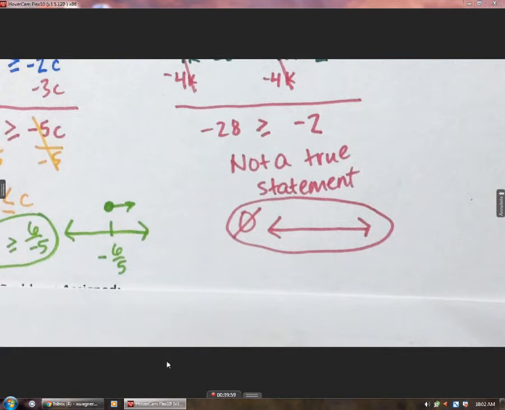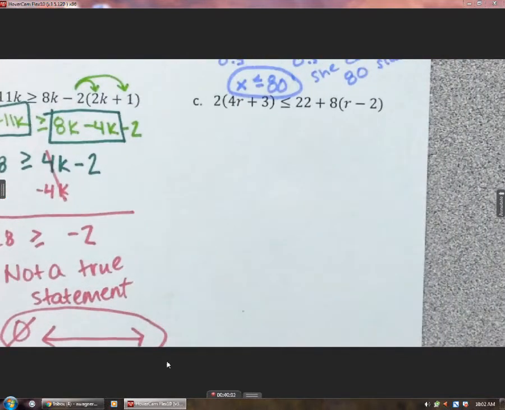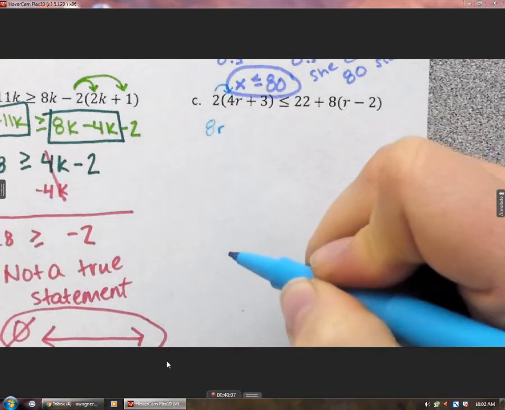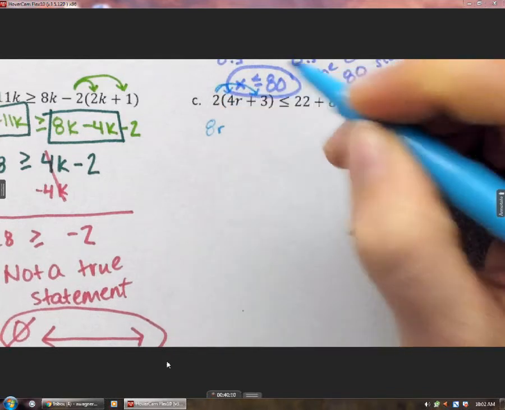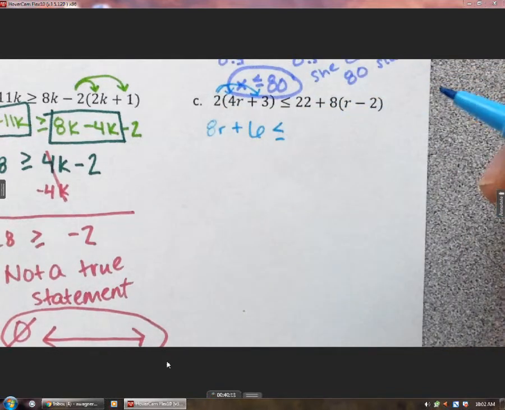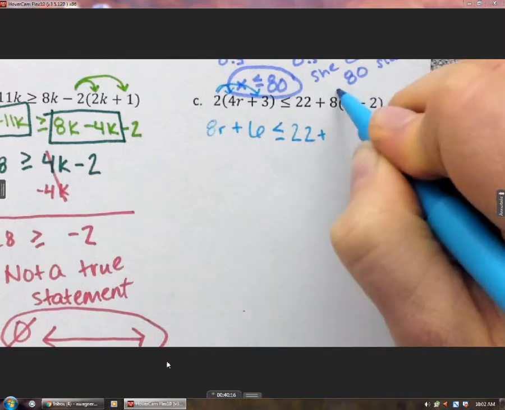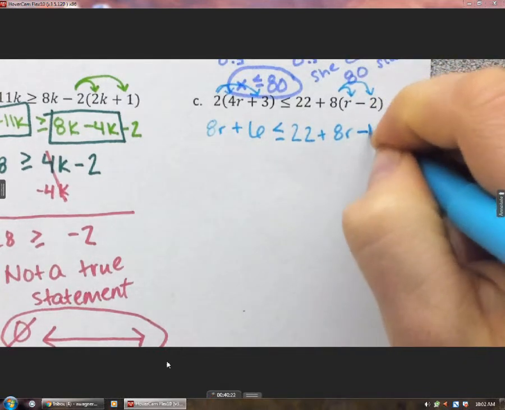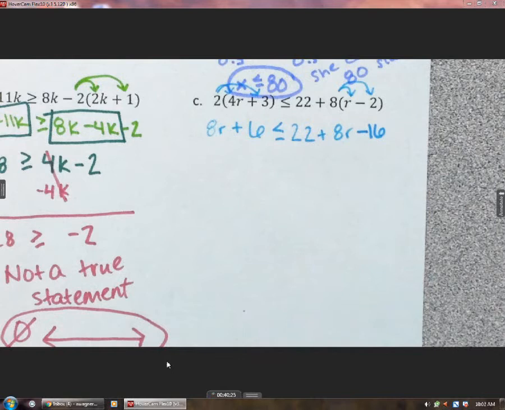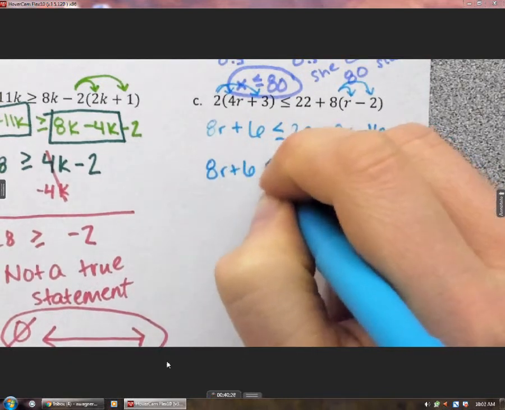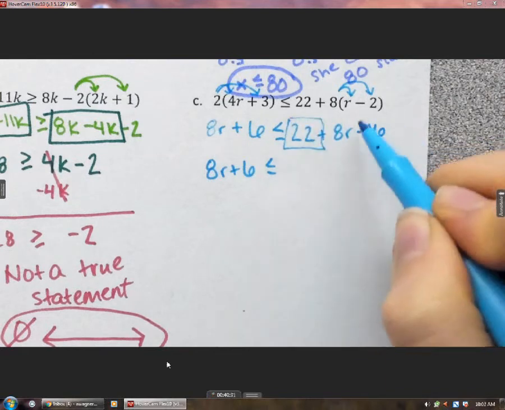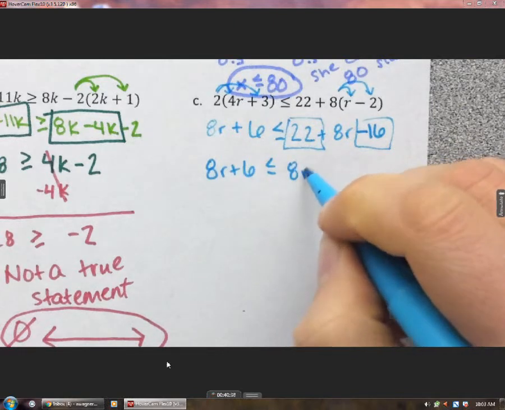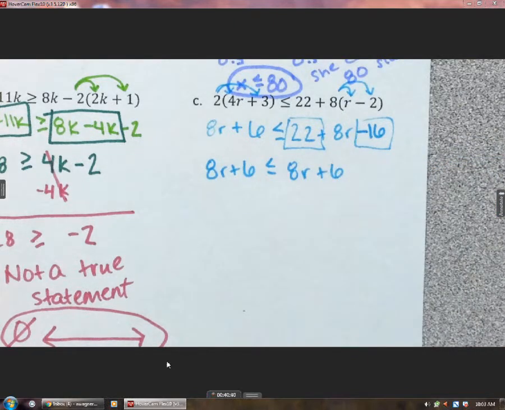Second one down, 1 more to go, then we're done. Let's distribute this. 2 times 4R is 8r. 2 times 3 is 6. Less than or equal to 22 plus, let's distribute again, 8 times negative 2, negative 16. 8r plus 6 is less than or equal to, what's 22 minus 16? 6. 8r plus 6. I think you see where this is going.